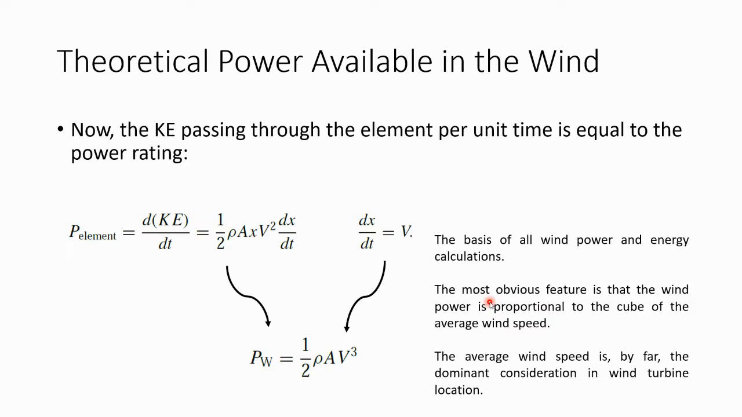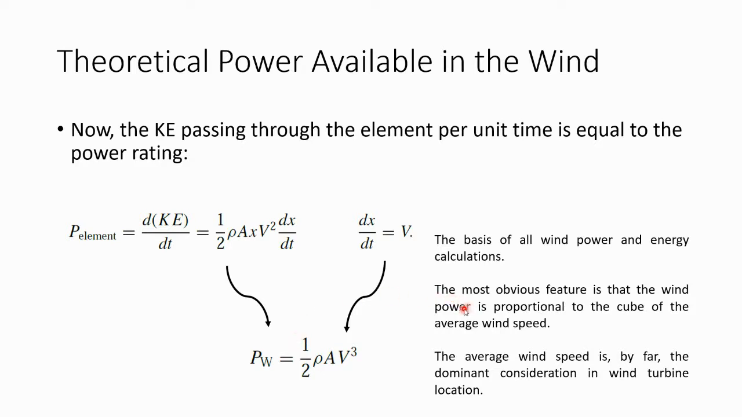Several comments that we can derive from here: this is the basis of all wind power and energy calculations. Just to let you know in advance, this is the theoretical power that is available in the wind. This is not the power that we can extract from a wind turbine. Those are two different things. We will see later what is the power that we can derive from a wind turbine.